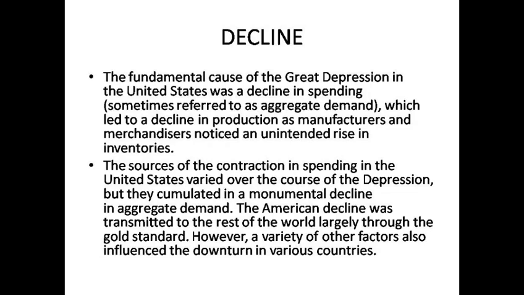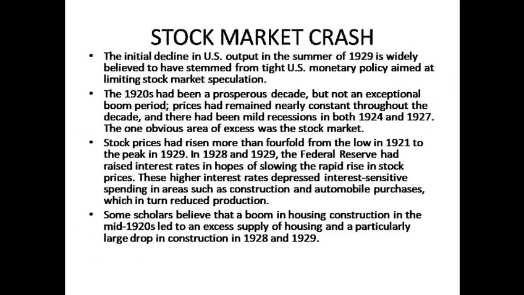After the decline started in the United States, aggregate demand spending declined, which led to a decline in production, as merchandisers were not noticing this unprecedented rise in stock levels. There was a contraction in spending power, and consumer spending in the United States during this depression saw a monumental decline. The world largely transmitted the decline through the gold standard, and this also led to a stock market crash.